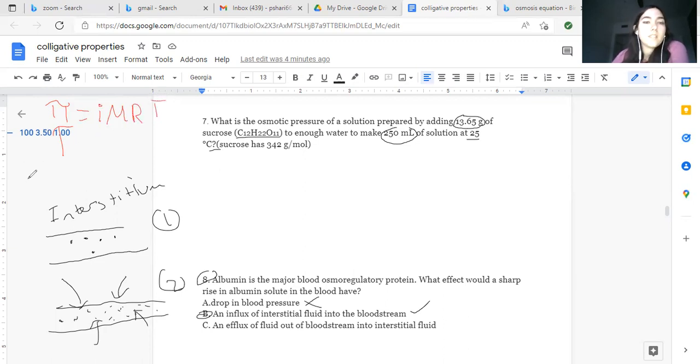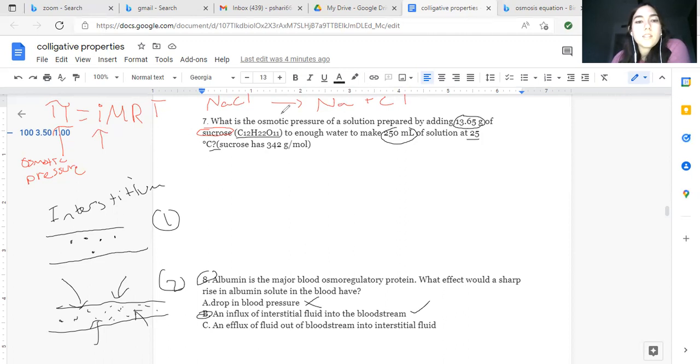So we can define everything here. The pi is just a symbol for osmotic pressure. That's what we're solving for. We want to know how the pressure is increased when we add more solute, because we know solute attracts water. And the van 't Hoff factor is a factor that measures how much something dissociates. Here we have sugar. Sugar does not dissociate in water, which means it's not like salt, for example, which is going to turn into Na+ and Cl-. It's just going to stay itself.